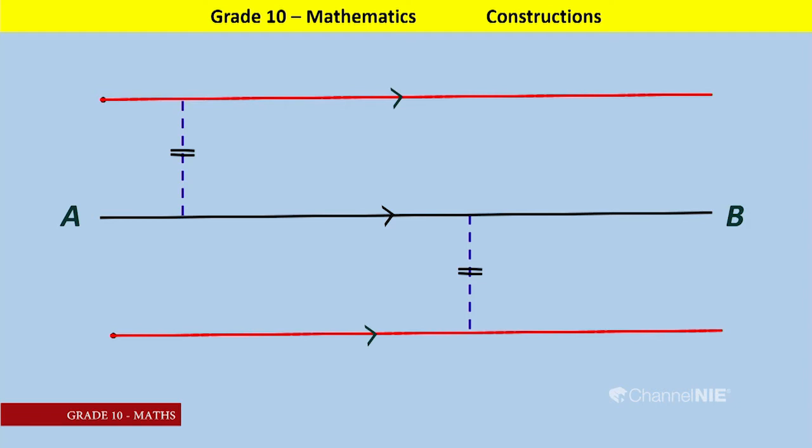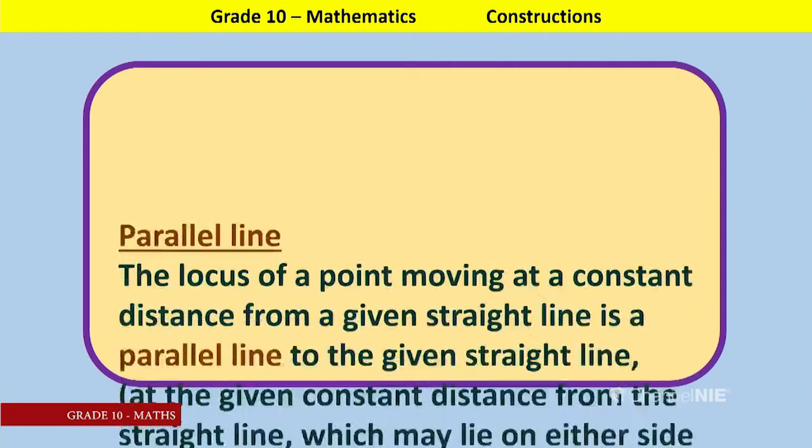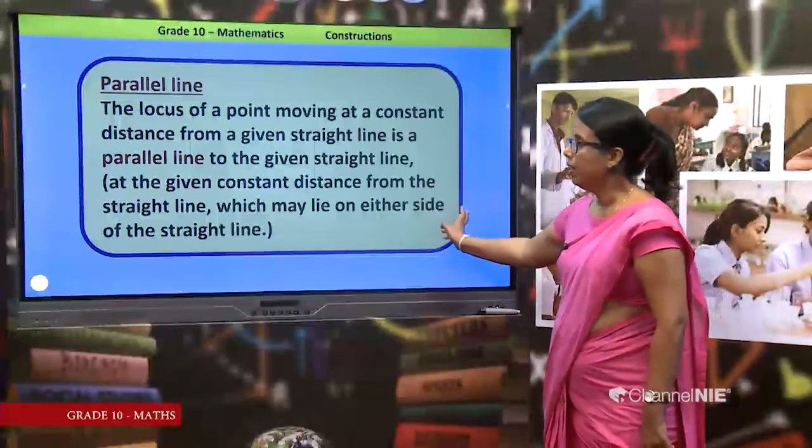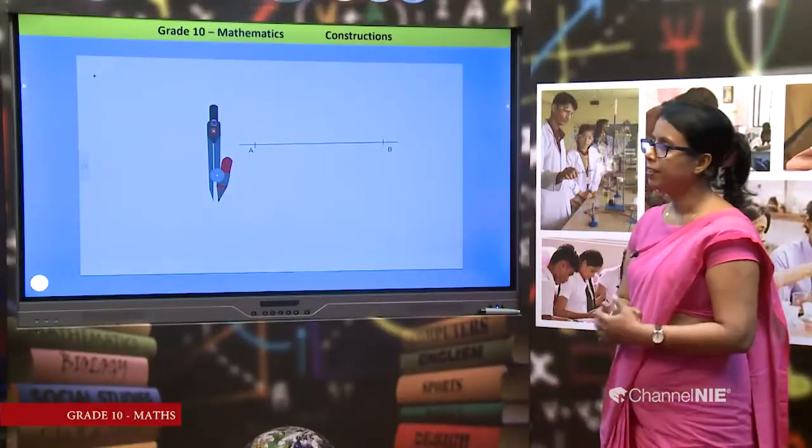That is a parallel line, not only one parallel line, two parallel lines. Locus of a point moving at a constant distance from a given straight line is a parallel line. Not only parallel line, two parallel lines lie on either side of the straight line. Let's construct parallel line.